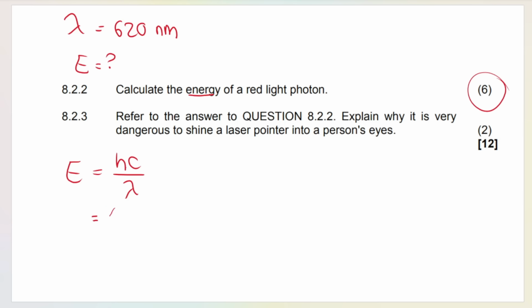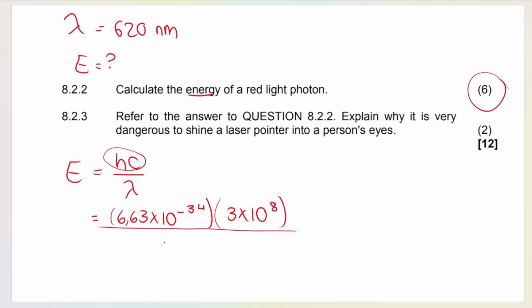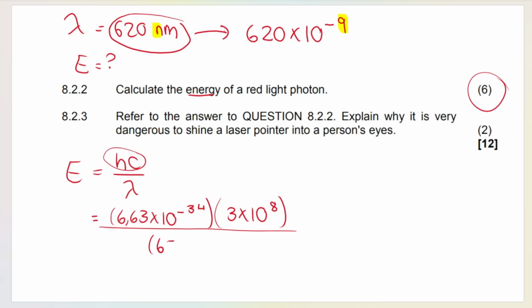So H is Planck's constant at 6,63 times 10 to the negative 34. Please read those carefully off of your formula sheet. C is 3 times 10 to the power of 8. They squash together, so it means times. Wavelength is 620 nanometers. How do you convert that to meters? It's 620 times 10 to the power of negative 9. Nano, 9. Okay, you have to do the conversion properly. 620 times 10 to the negative 9.